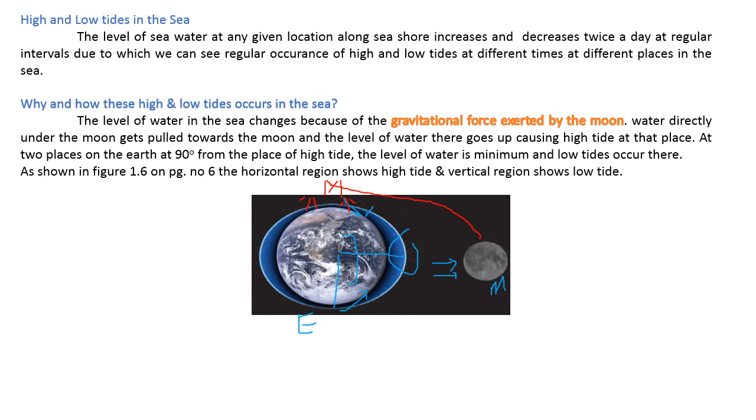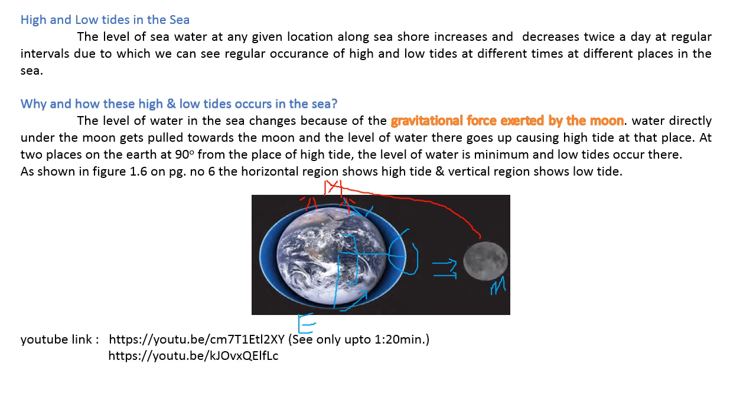If not, just go through the passage properly, and to understand it more clearly, you can visit these two YouTube links. Visit these links and see the videos there, so you will get a clear idea how high tides and low tides take place. And with this, we have finished the two concepts here. Go through the video properly and study it properly.